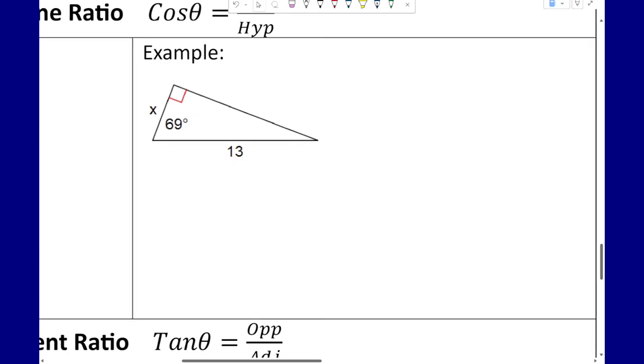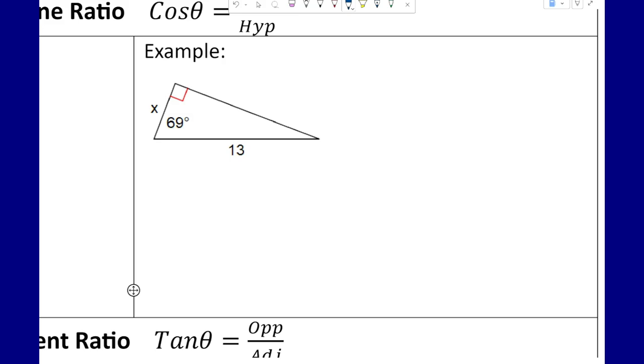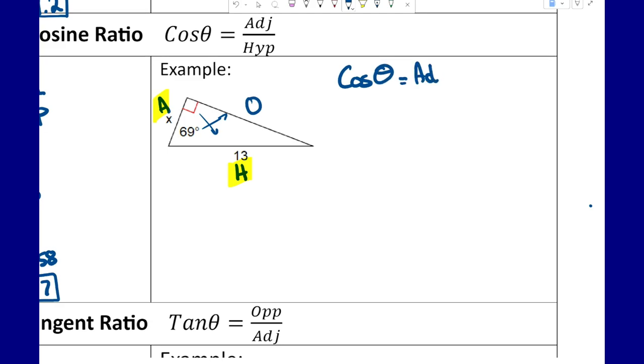Another example for the cosine ratio, again, I'm going to label all my sides first. So I have the hypotenuse because it's across from the 90-degree angle. I have my reference angle. So this long side over here is the opposite. That leaves the unknown, or x, with the adjacent. And again, a and h are the two sides we're dealing with, which tells us cosine. So cosine of an angle is equal to the adjacent over hypotenuse.